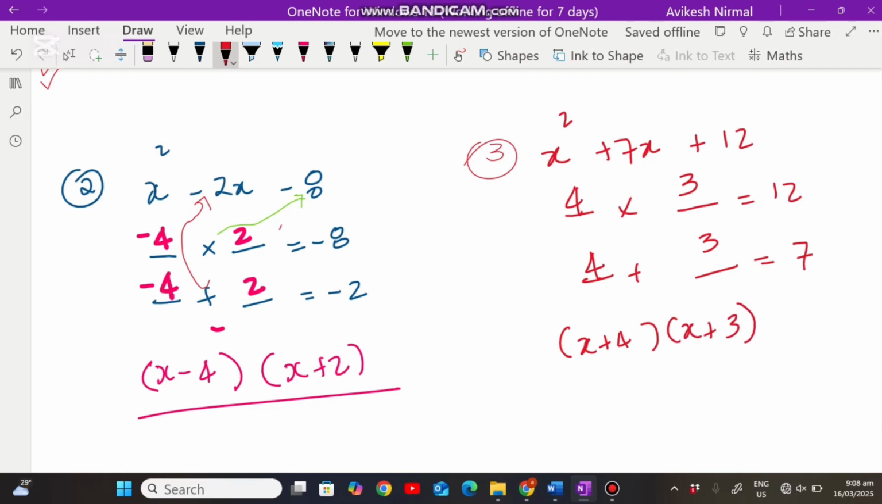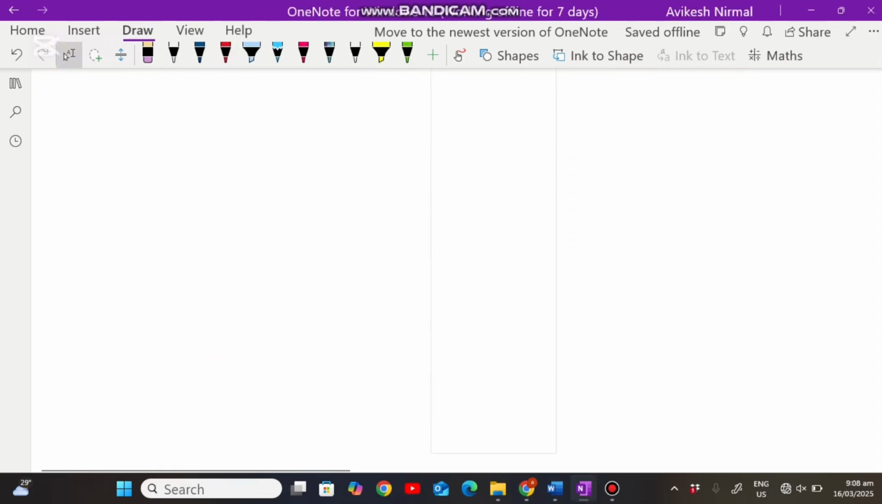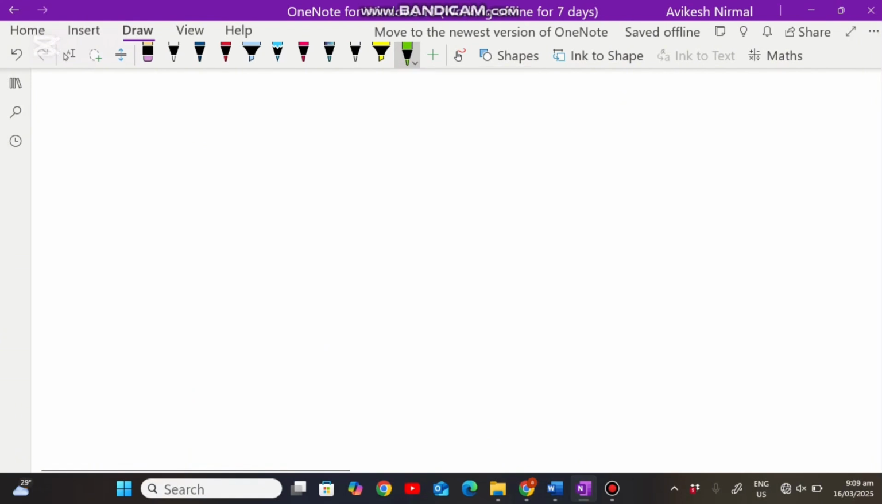Okay, and we are done with factorizing type 1 trinomials. So let's go ahead and factorize type 2 trinomials. Okay, now let's factorize type 2 trinomials. Okay, so this is type 2 where a is greater than 1.